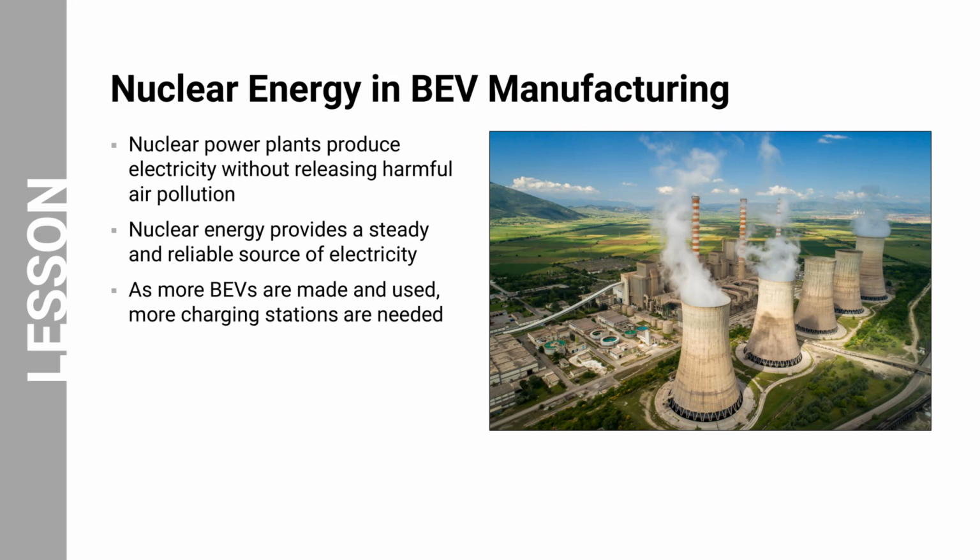Nuclear power plants produce electricity without releasing harmful air pollution. This clean energy can be used in factories that build BEVs, helping reduce the carbon footprint of the manufacturing process. Nuclear energy provides a steady and reliable source of electricity. This is important for BEV factories, which need a constant power supply for running machines, robots, and production lines without interruptions. As more BEVs are made and used, more charging stations are needed. Nuclear energy can help supply clean electricity to power these charging stations across cities and highways.